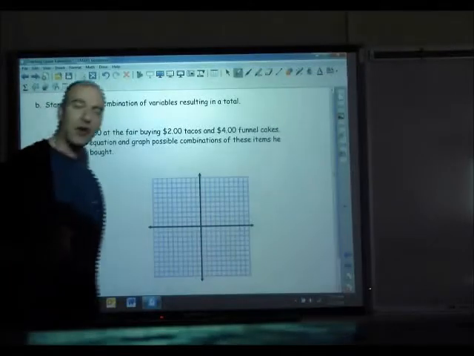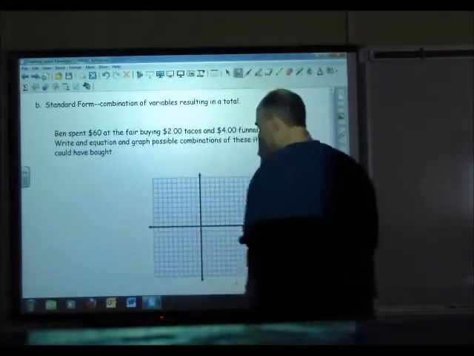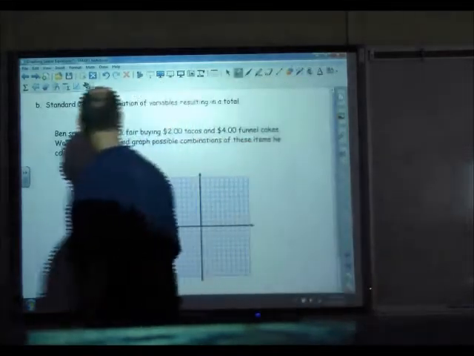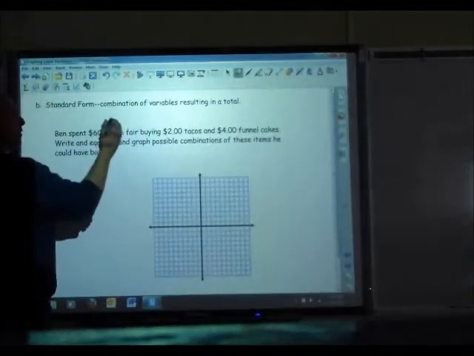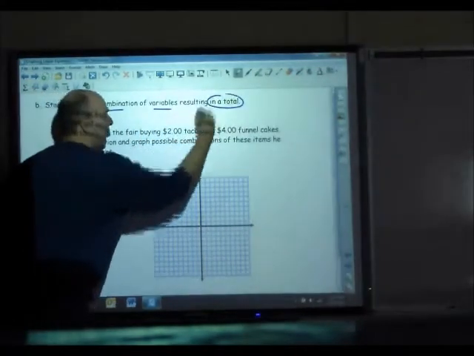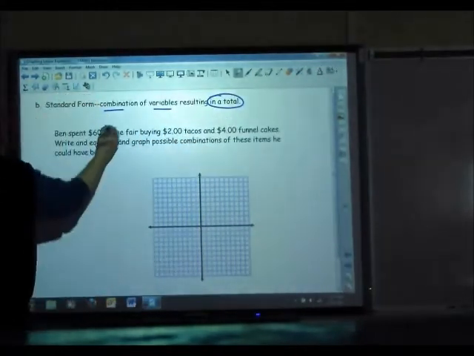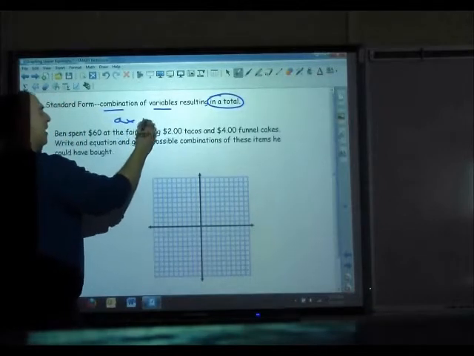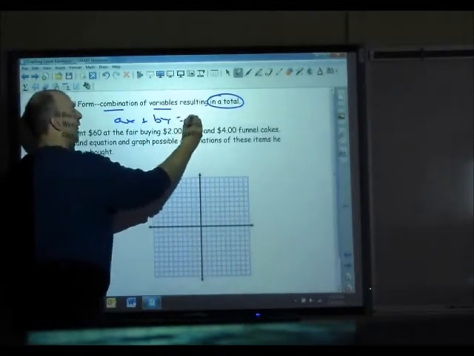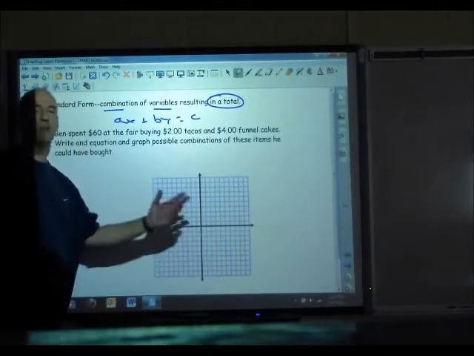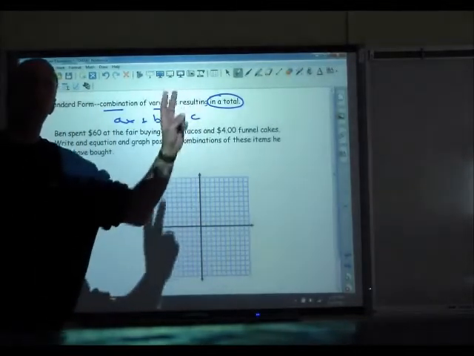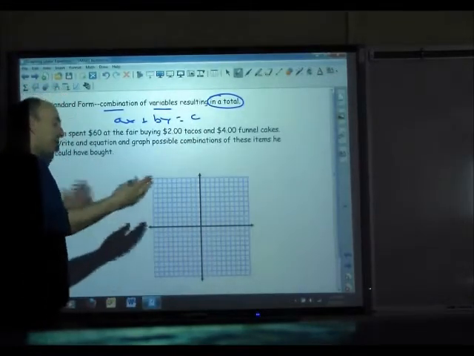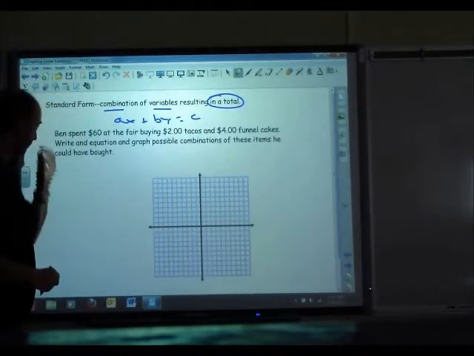Okay, now, the other model you're going to see as far as can you graph my linear equation is called standard form. Standard form, we've reviewed it in previous videos, but it's when you're combining variables to make a total. So when we write that as a math person, we say you're combining a little bit of x with a little bit of y and it makes some total. So ax plus by equals c is a standard form model. Usually you're combining things to make some kind of a total.